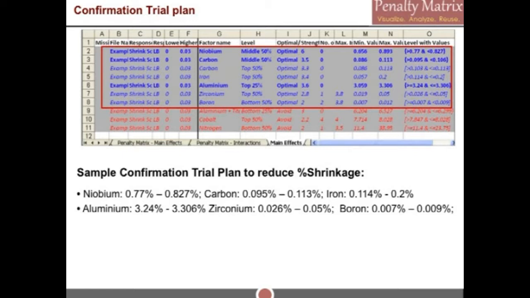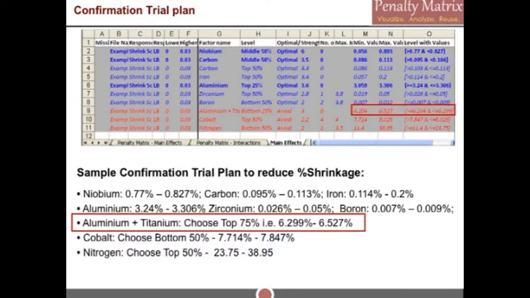Now the optimal parameters are a lot easier because it says that niobium should be in the middle 50, so you're squeezing your tolerance limit. Carbon in the middle 50, further squeeze your tolerance limit. Aluminium, try to aim at the top of the spread. You come up with this plan.